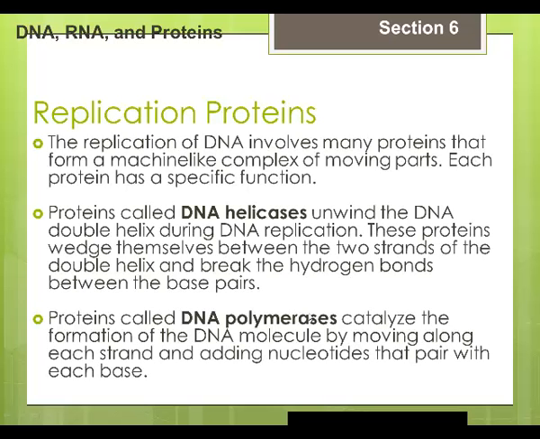So the replication of DNA involves a number of proteins. We just saw those proteins in the last image. DNA helicases unwind the double helix of DNA and create that replication fork. They basically wedge themselves between the two strands and then they break those hydrogen bonds. And then DNA polymerases help to catalyze the formation of the DNA. They basically move along behind the helicases and they add new nucleotide pairs to the existing strand of DNA. So it ends up creating two completely new strands of DNA.